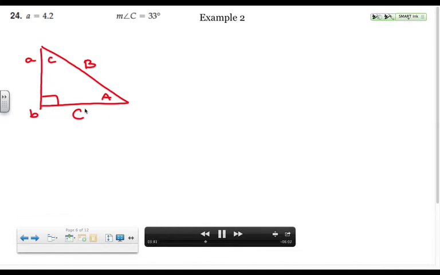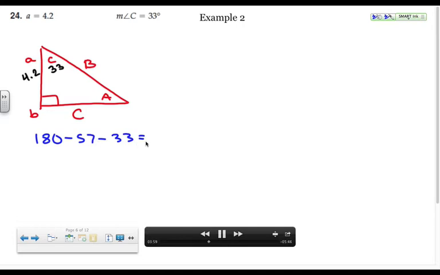So as far as little and big, it really doesn't matter. Usually the little one is the side, not the angle. So in this case, I know that 4.2 is A, and I know that C is 33 degrees. I need to find A by going 180 minus 57.